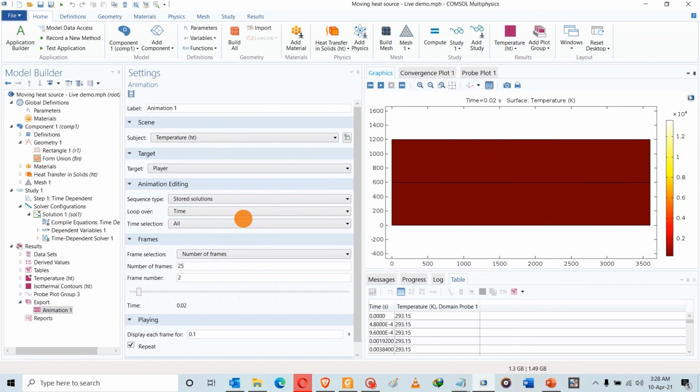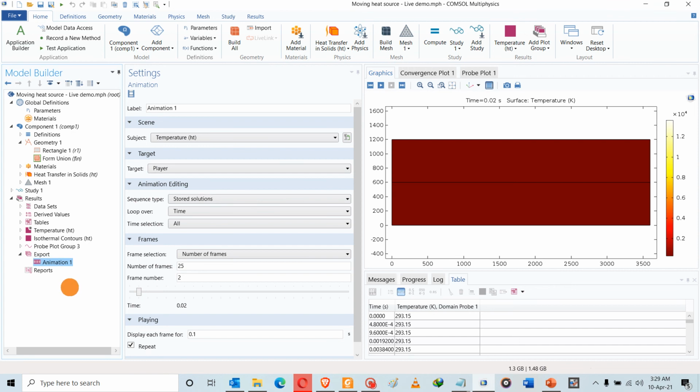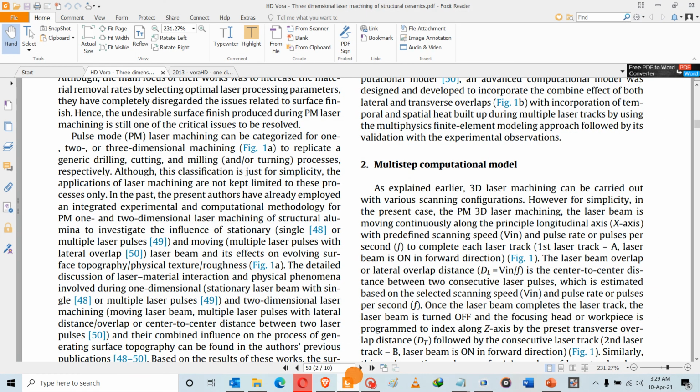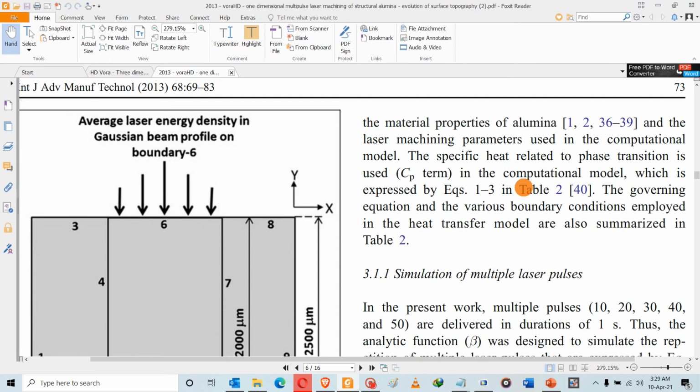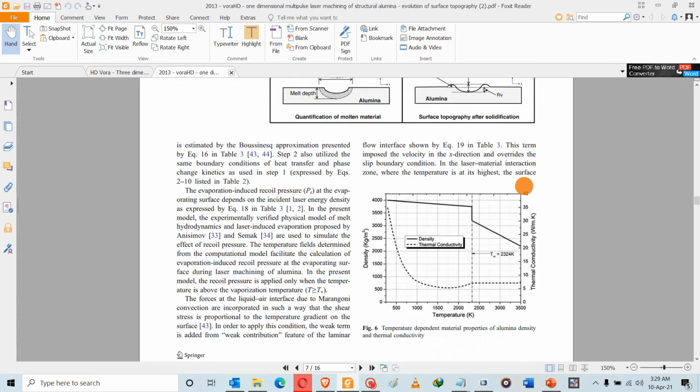So now what we are going to do is modify the laser beam into a pulsed laser beam that is moving across the sample. What we want to achieve is, in a way, I'm going to zoom in here.